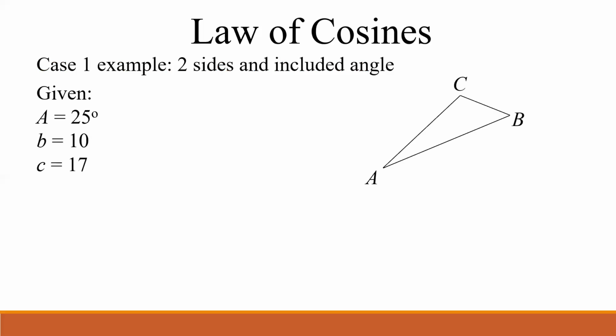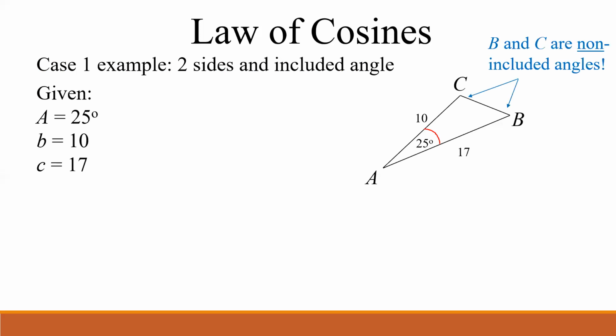So I'm going to give you angle A is 25, side B is 10, and side C is 17. I just drew a random triangle that kind of fit over there, but if I label those in there, that's what it would look like. And notice, I'm going to talk real quick about the included angle. Notice that angle A there is between the two sides given. So that's why we call that the included angle.